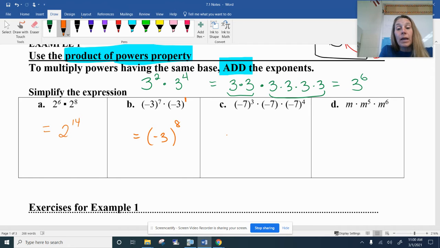So keeping that in mind, looking at number 7, again, our base number here is -7. So I'm putting that in parentheses. And then I have a 3, a 4, and remember this is really a 1 here, so it's -7 to the 8th power. And then finally, example D, again, if there's no exponent, it's really a 1. So I have m to the 12th power there.